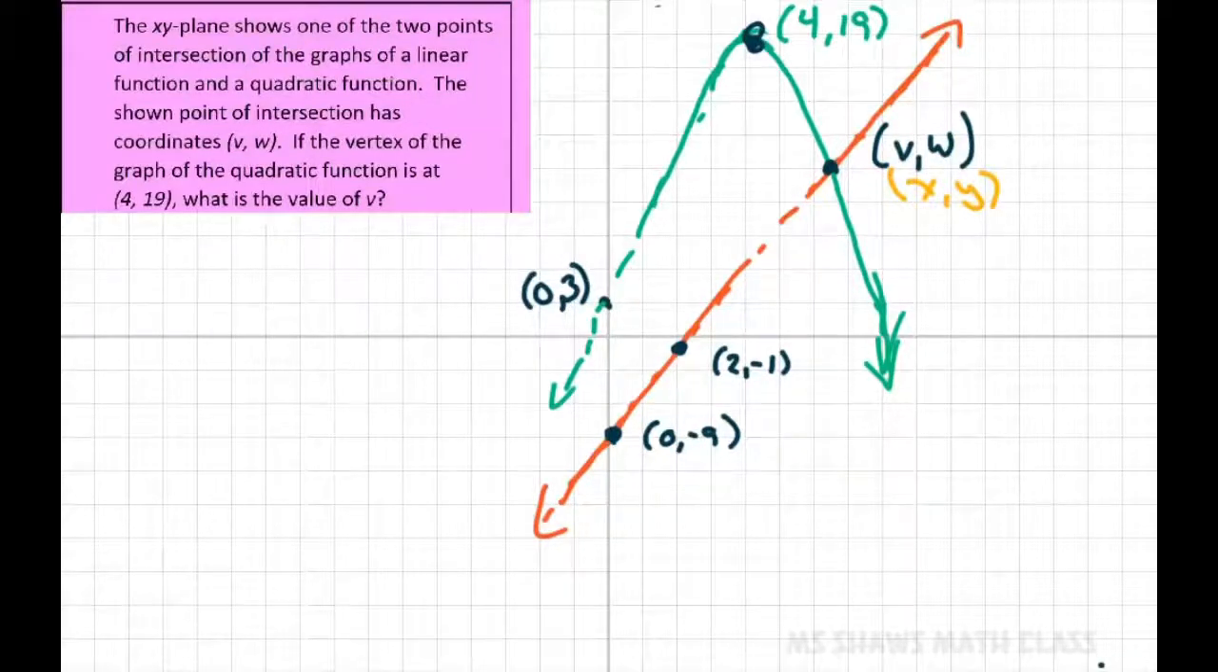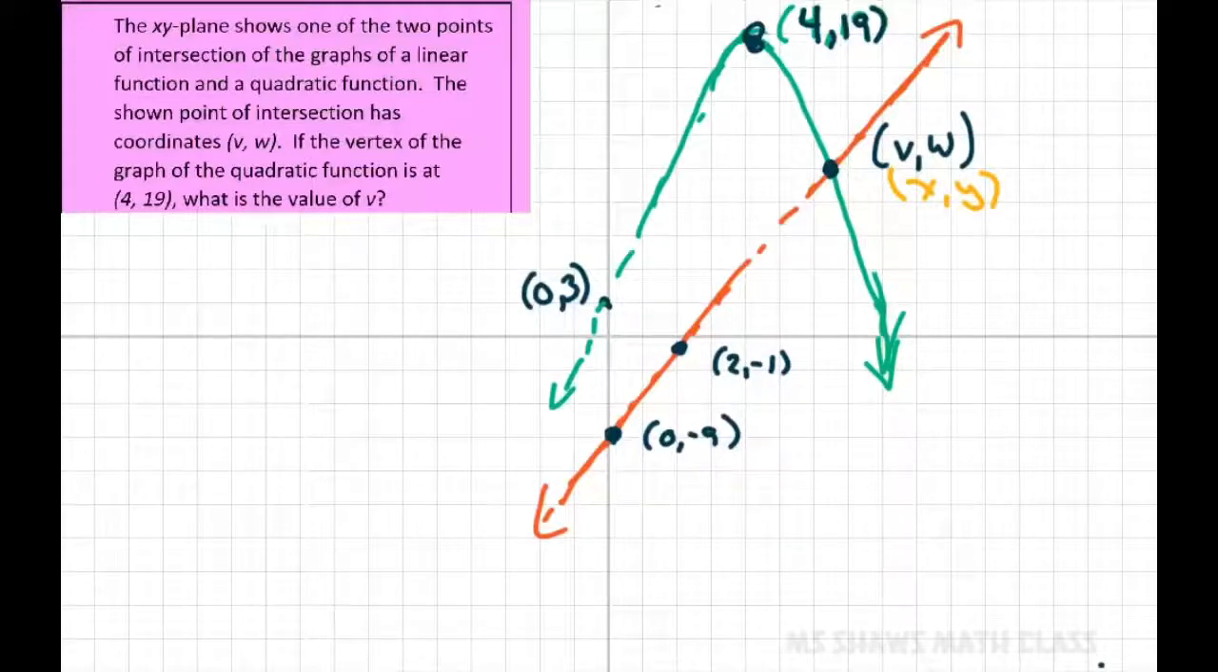If the vertex of the graph of the quadratic function is at (4, 19), which is right here, by the way, this figure is not drawn to scale or anything, so don't think you could add it up and do it that way. And if the vertex of the graph of the quadratic function is at (4, 19), what is the value of v? So basically we're trying to find the other (x, y) that lies on it.